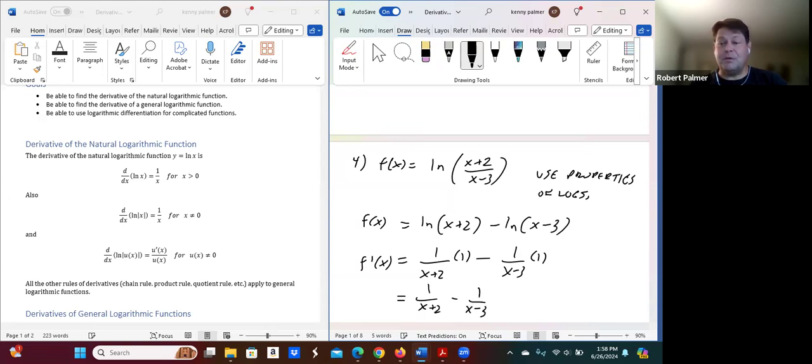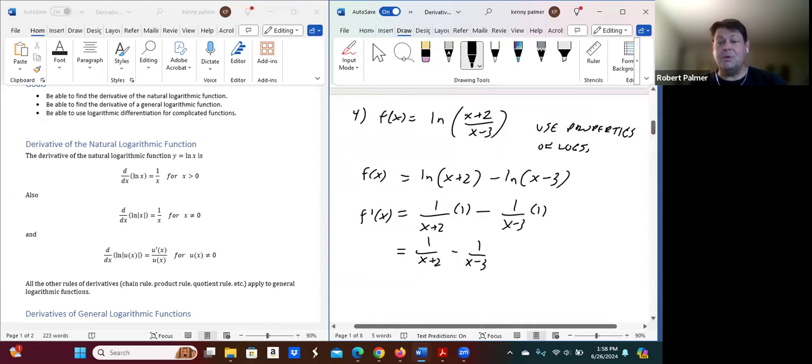Now, this would be a good thing for you to try on your own. Use the chain rule and the quotient rule, and see if you get the same thing. If you do that, you'll probably get something over one fraction. You can combine these into one fraction if you want, but here we don't need to. But this is often a faster and easier way to take the derivative of logarithmic functions, if you use the properties of logarithms to help you out.